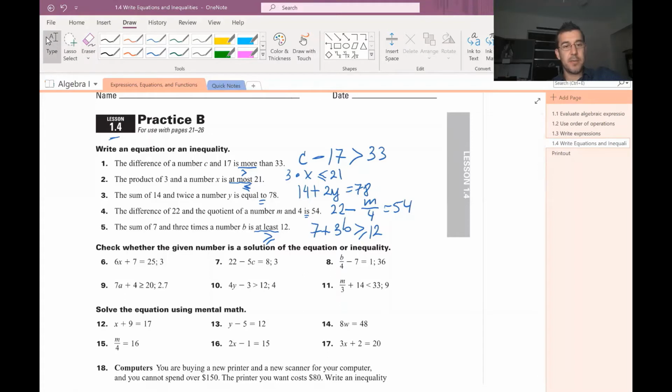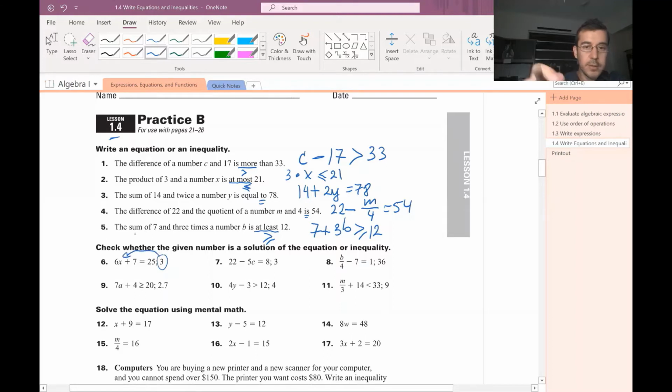Next, 6 through 11. Check whether the given number is a solution of the equation or inequality. So here we have to substitute 3 for x. So 6 times 3 is 18, right? So we get 18 plus 7 equals 25. 18 plus 7 is 25, so 25 equals 25, so that is true.